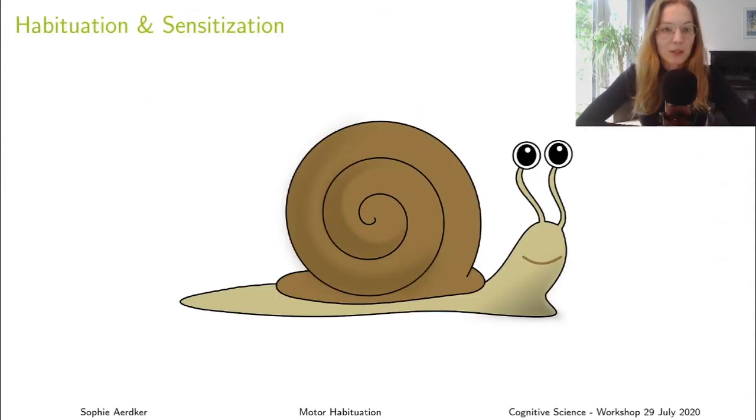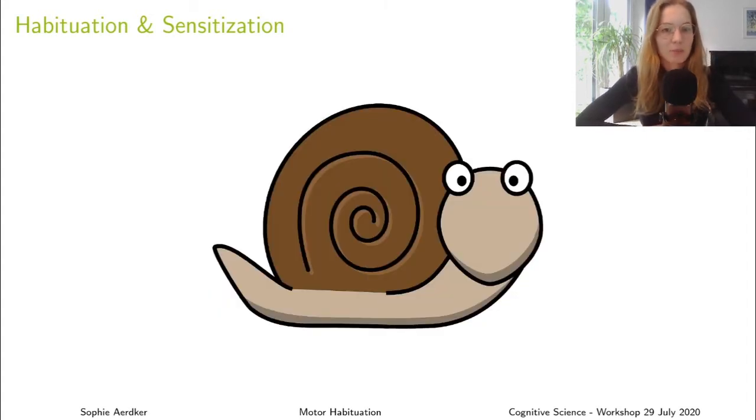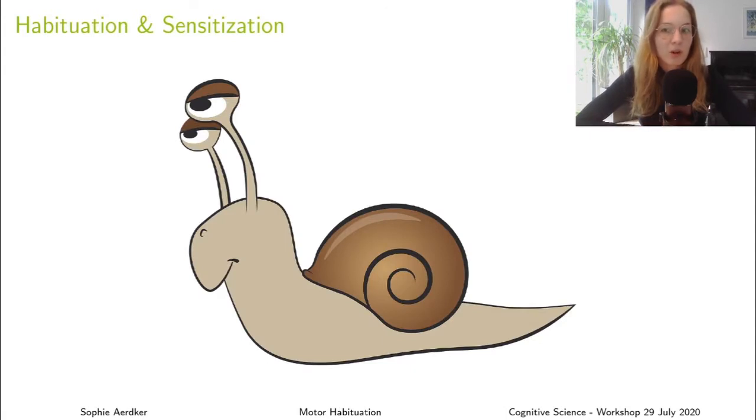But before we can do that, let me first give you some background on habituation and sensitization. They are the simplest form of learning observed in humans and animals as well. In habituation, responses to a stimulus weaken across repetitions. For instance, if you're touching a snail's antennas, it will probably shrink and hide in its house. But after some repetition, you wouldn't bother the snail anymore, and this is habituation.